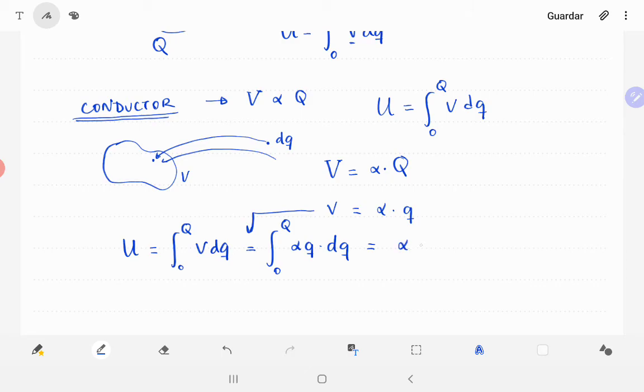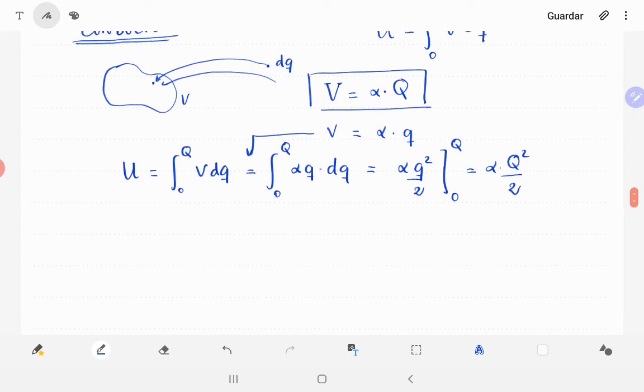This is just alpha q squared divided by 2, and I have to evaluate it between 0 and big Q. This is alpha Q squared divided by 2, okay? And here I'm going to remember that alpha times Q is the final potential that the conductor is going to acquire. So the electrostatic energy of a conductor that has a charge big Q and a potential big V is going to be 1 over 2 times Q times V, okay?